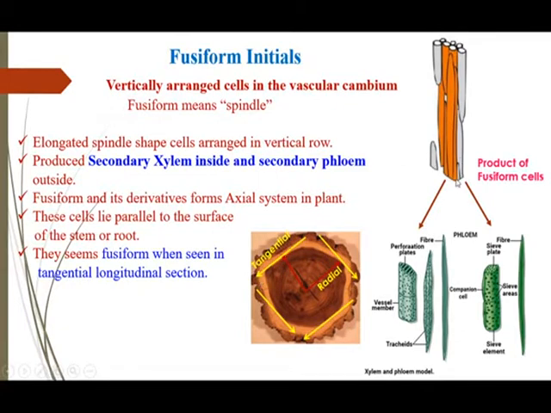The products of the fusiform cells are secondary xylem and secondary phloem. The secondary xylem is made up of different types of vessels, tracheids, sclerenchymatous fibers and parenchyma. And phloem is made up of sieve elements, sieve cells, sclerenchymatous fibers and parenchymatous cells.